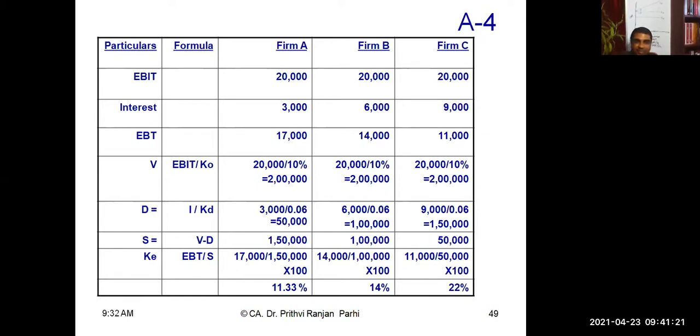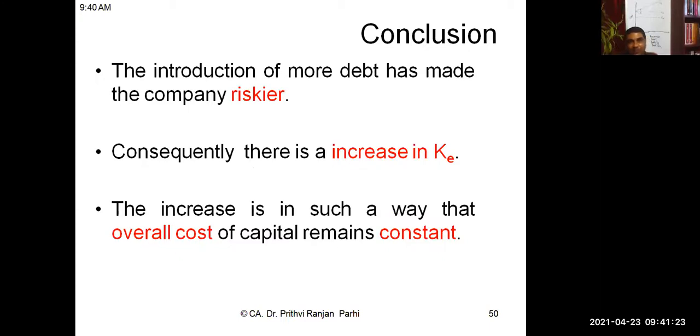Understood? So if you summarize, if you conclude that introduction of debt has made the company riskier. Consequently, there is an increase in cost of equity. That increase is made in such a way that the overall cost remains constant. Increase in cost of equity is offsetting the reduction of cost that is expected when you introduce more debt in the capital structure. Understood these points?